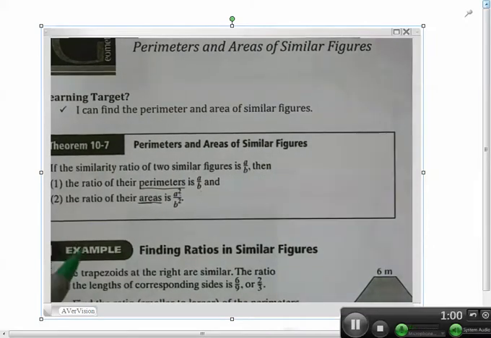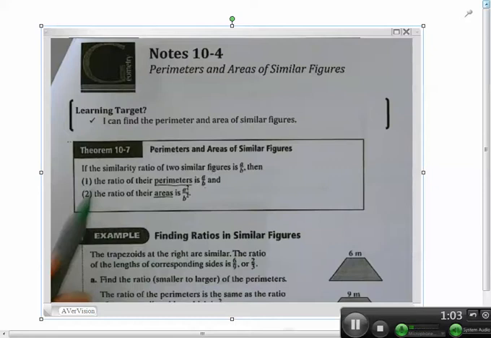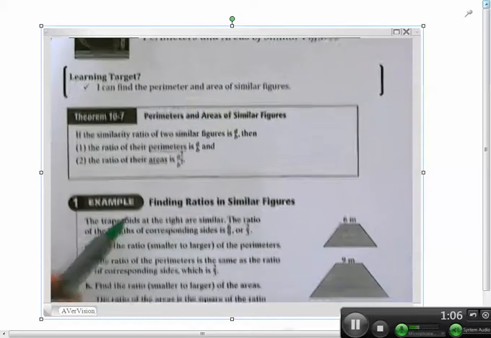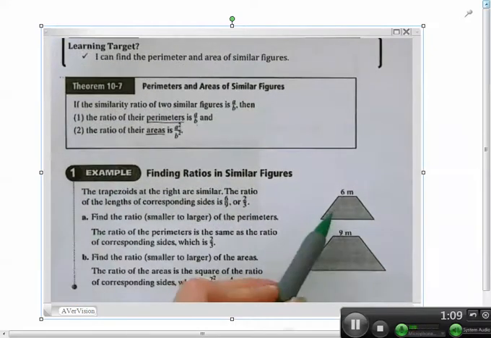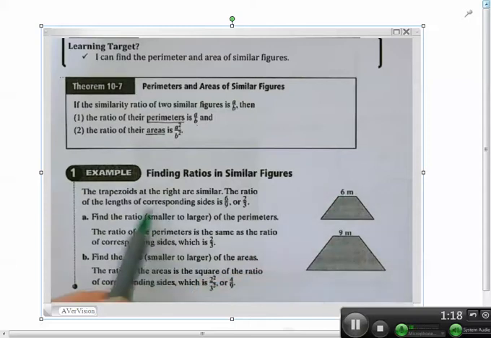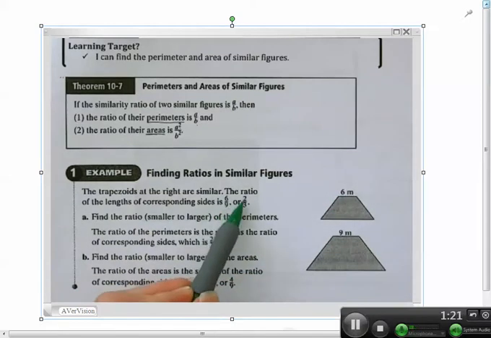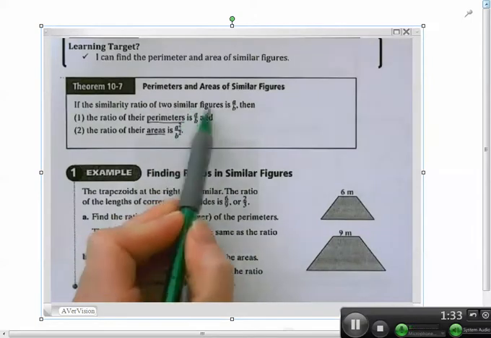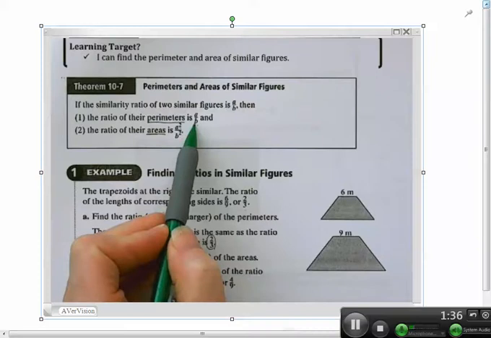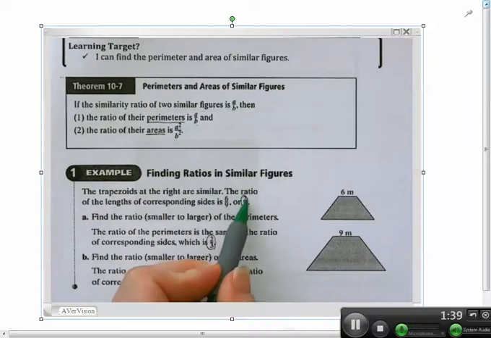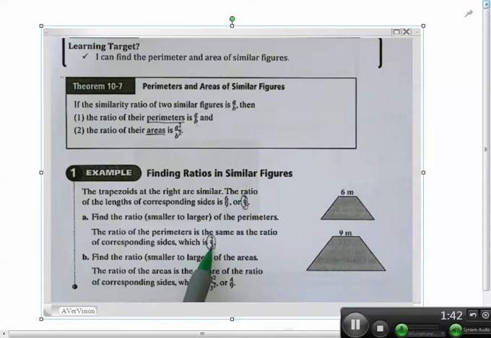Let's begin with the first problem. Example 1, ratio of similar figures. If we look at the two trapezoids, you can see that we have a 6 to 9. That's the ratio of their corresponding sides, 6 to 9, which reduces to 2 to 3. So what is the ratio of the perimeters? It's still 2 to 3. It's that simple. The ratio of the sides is going to be the same as the ratio of the perimeters. So if it's 2 to 3, the ratio of the perimeters will be 2 to 3.